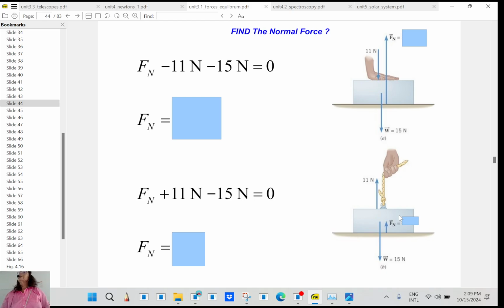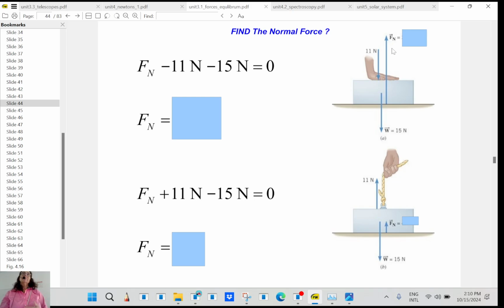There is a different way to do it. In equilibrium, you can say everything up has to be equal to everything down. What is up? 11 plus N equals 15. So N has to be 4. This is in equilibrium. It's called static equilibrium because it's at rest. So everything up has to be equal to everything down. What is up? N. What is down? 11 plus 15, 26. So up has to be 26.